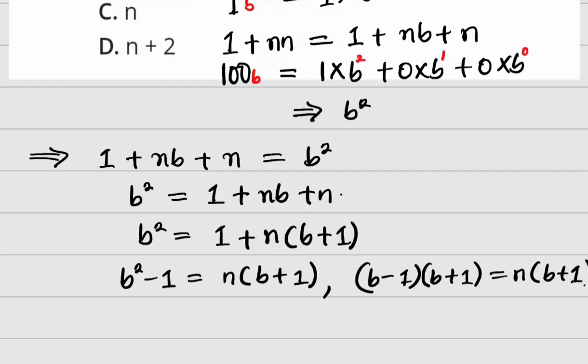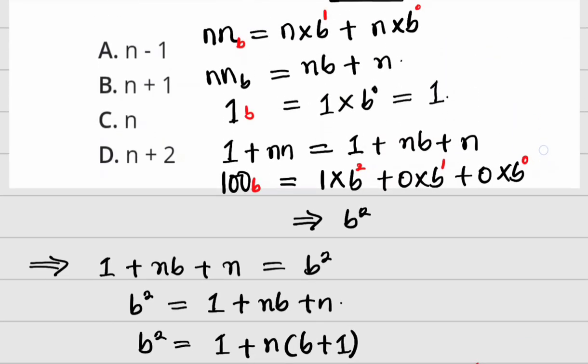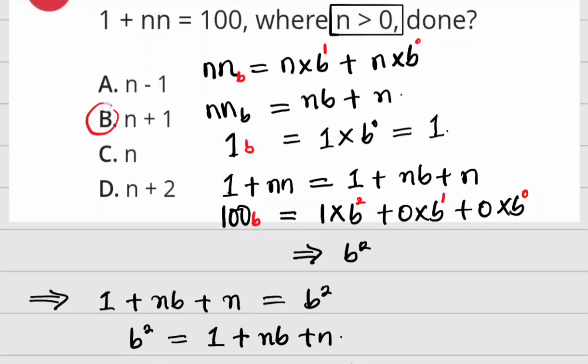From the look of this, we see that both sides can actually cancel out. So definitely our n is going to be equal to b minus 1, which is the same thing as b, the base, that we are looking for. Taking 1 minus 1 to this side becomes n plus 1, which is our correct and simple answer for that. So let's check for the correct option, which is n plus 1, option B.